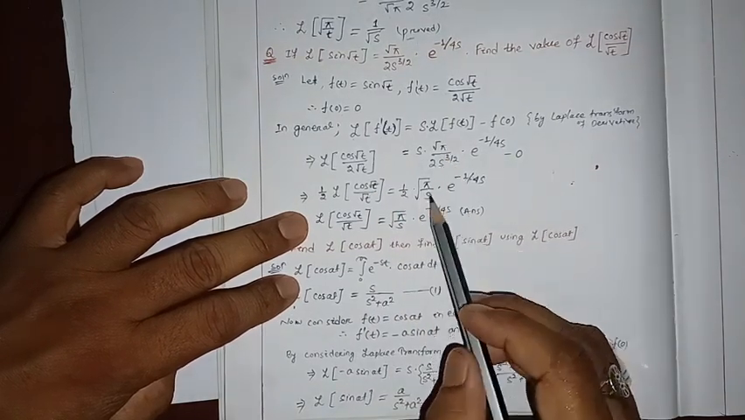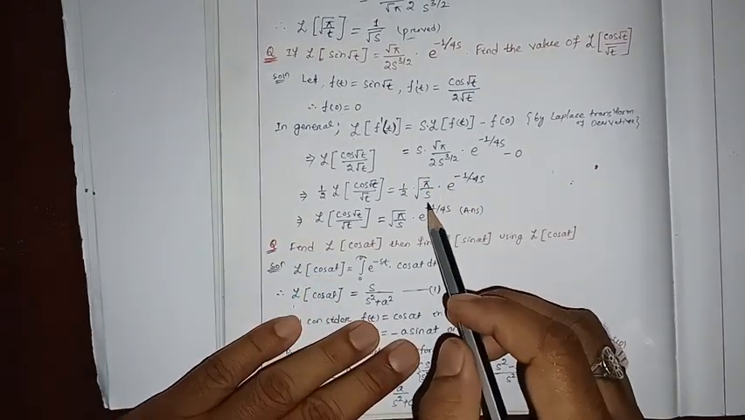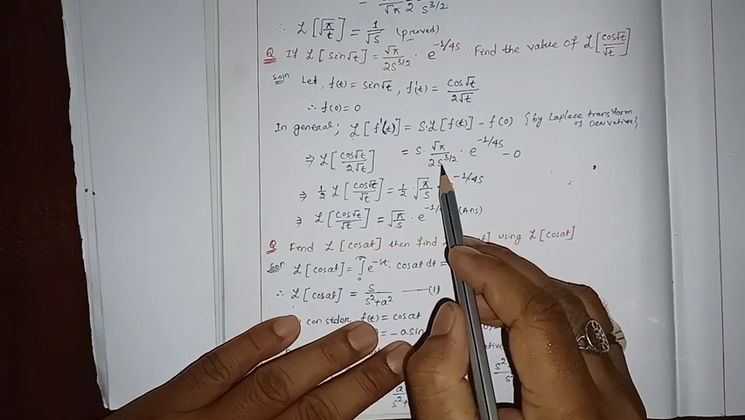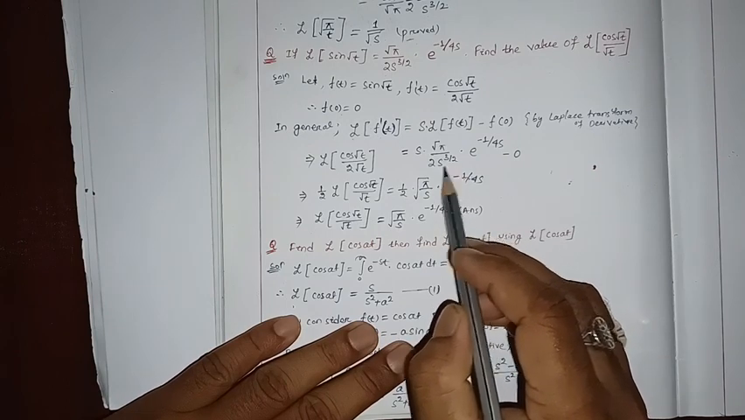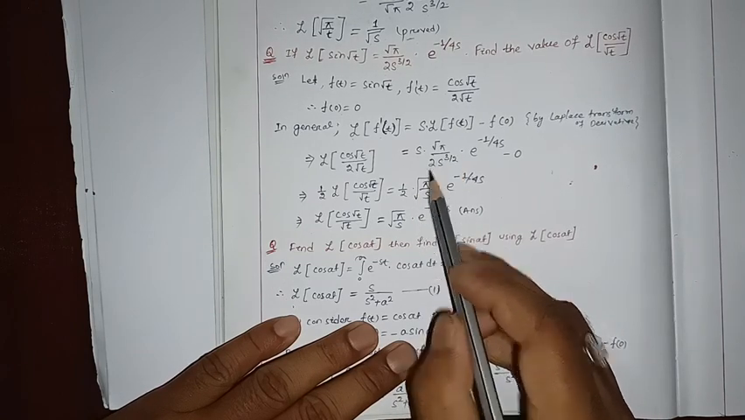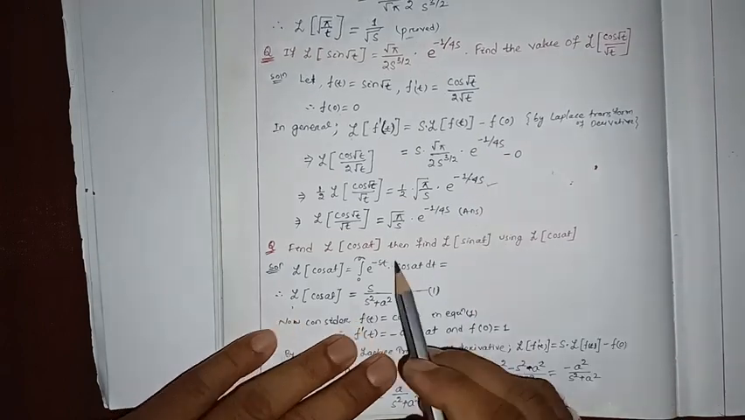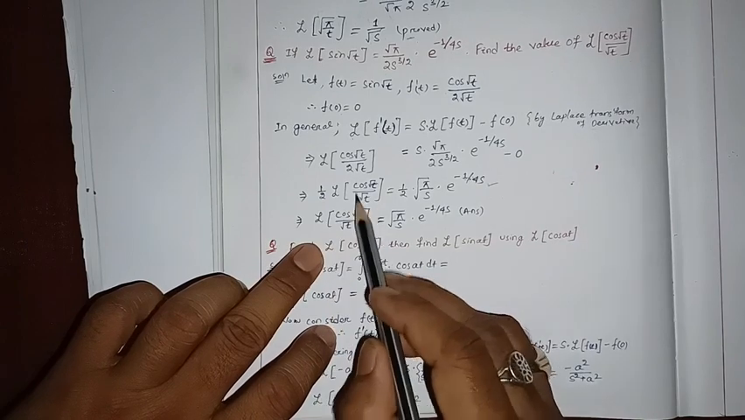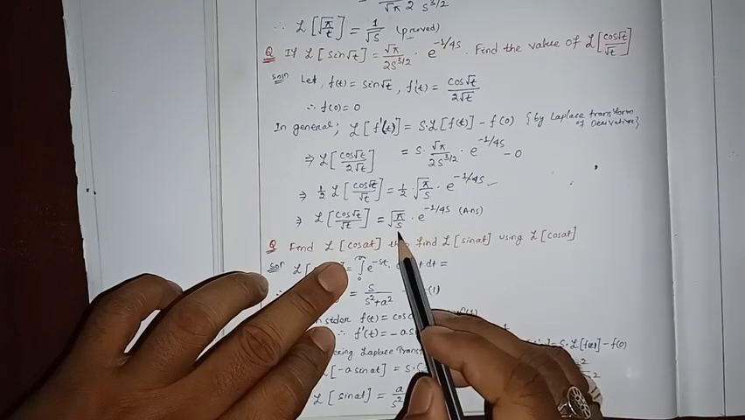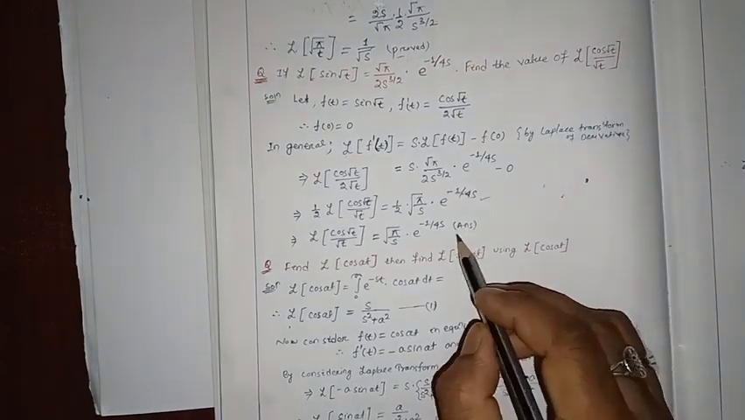So 1 by 2 Laplace transform of cos root t by root t is equal to 1 by 2 times s into root pi by 2 s to the power 3 by 2 e to the power minus 1 by 4s. Here root pi is there, and s to the power 3 by 2 means in the denominator it will be s to the power 1 by 2. So the Laplace transform of this will be, the 1 by 2 and 1 by 2 cancelled, root of pi by s into e to the power minus 1 by 4s is your answer.